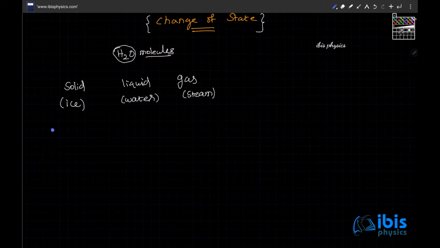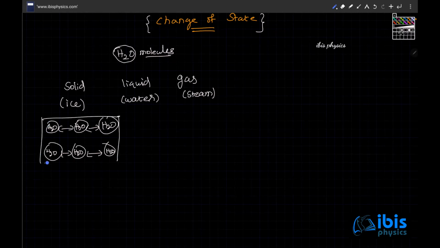What happens? Each one is an H2O molecule. Each H2O molecule is held together by a force called intermolecular force. Because these are all molecules, the force among them is an intermolecular force. These intermolecular forces keep them tightly together, so they make a solid.